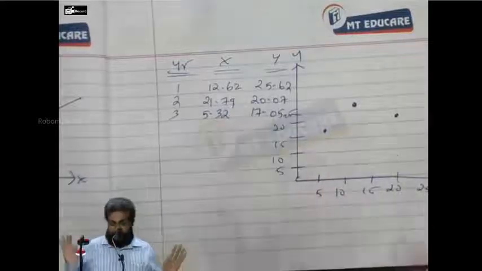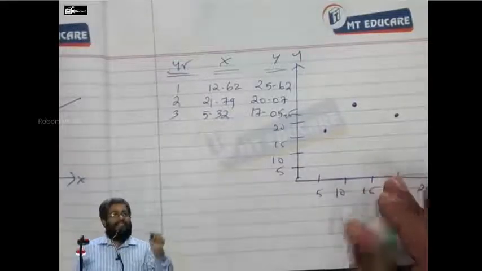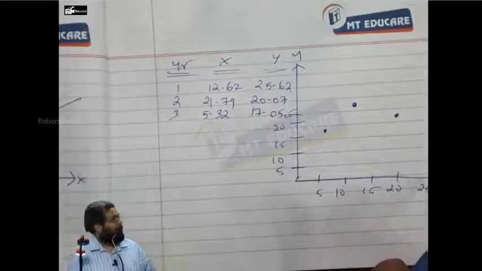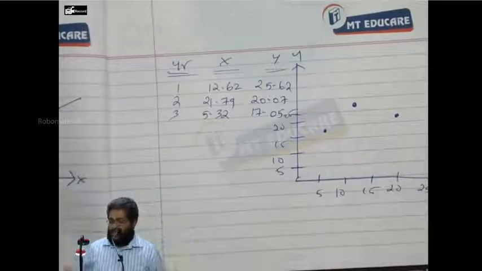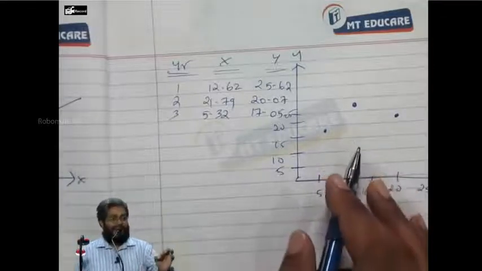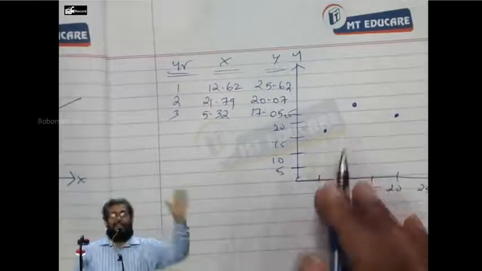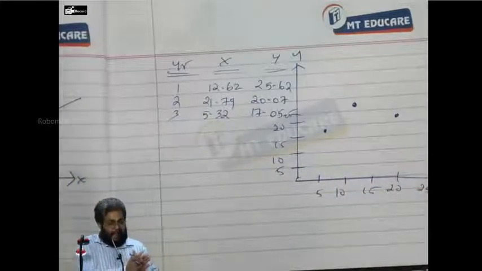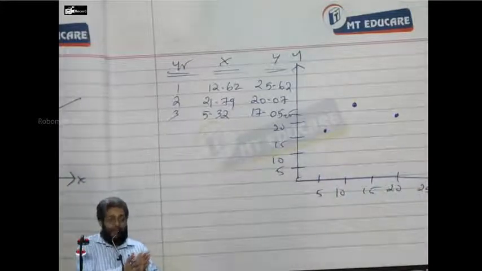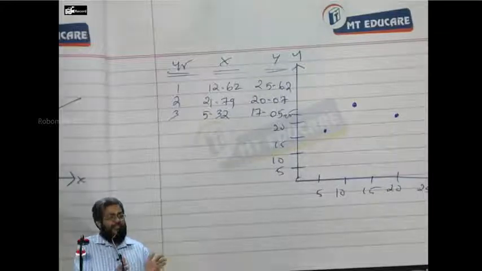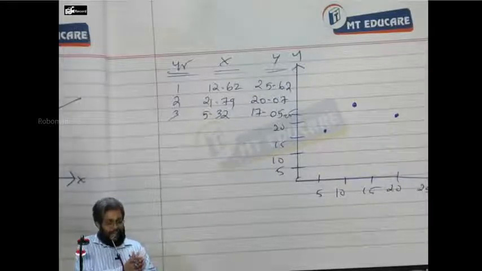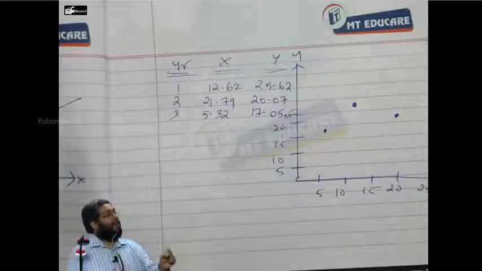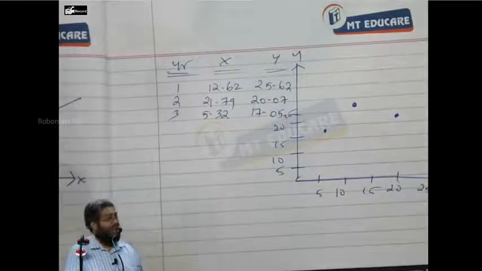Still, I want to establish a relationship between X and Y. First thing is, since the points are scattered, the correlation is not perfect. If the scattering is very close, correlation is strong. If the scattering is very vast, correlation is weak. If they are falling into a straight line, it becomes perfect correlation.